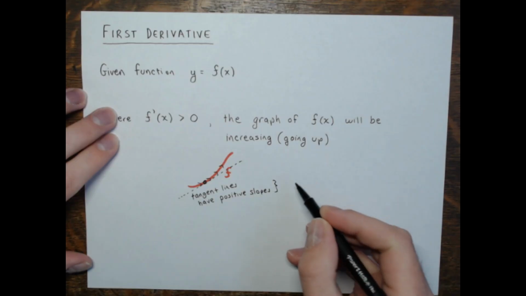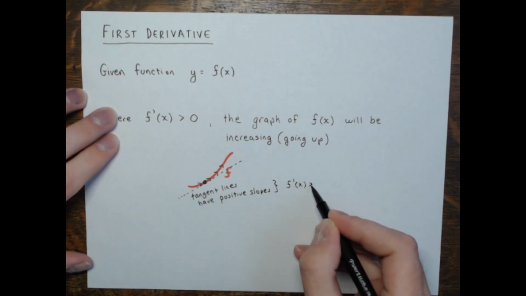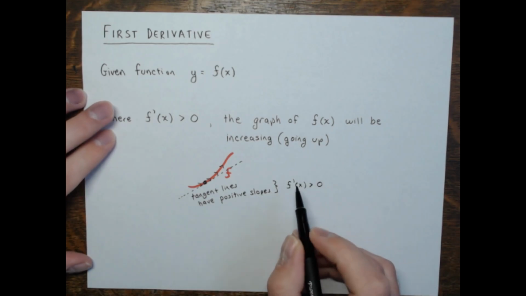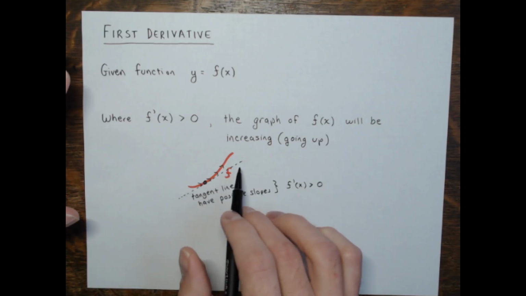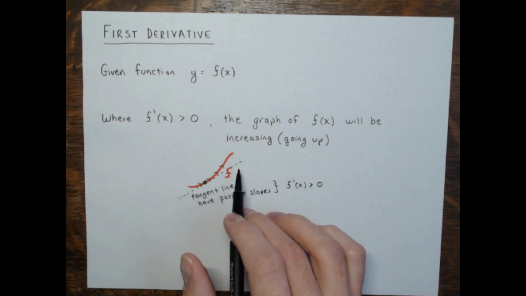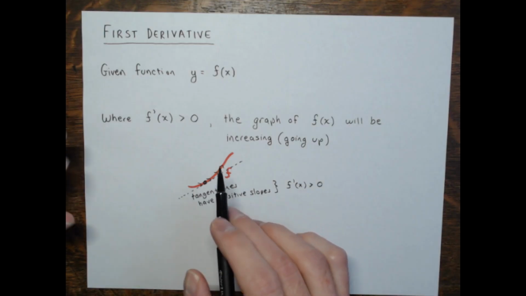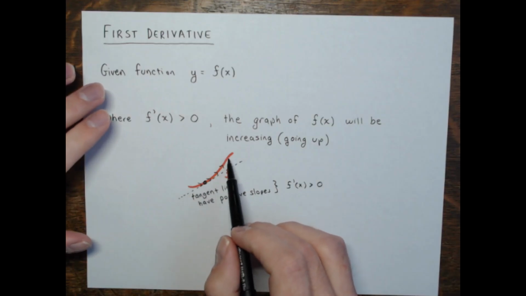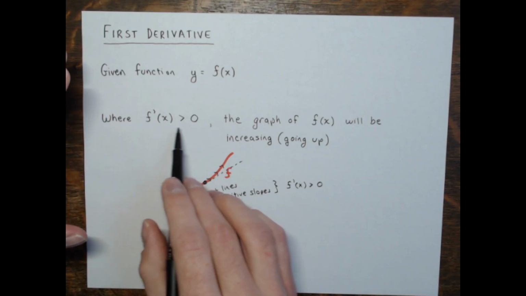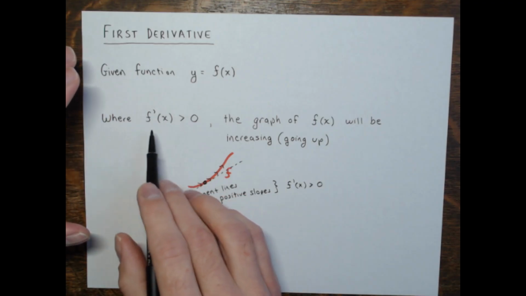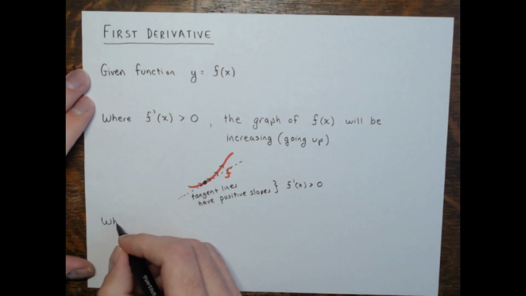So in other words, f prime is positive. Means the same thing. Because remember, f prime, the first derivative, told you the slope of the tangent line to the curve at a particular point. So on pieces of curve, pieces of the function that are going up like this, positive first derivatives.